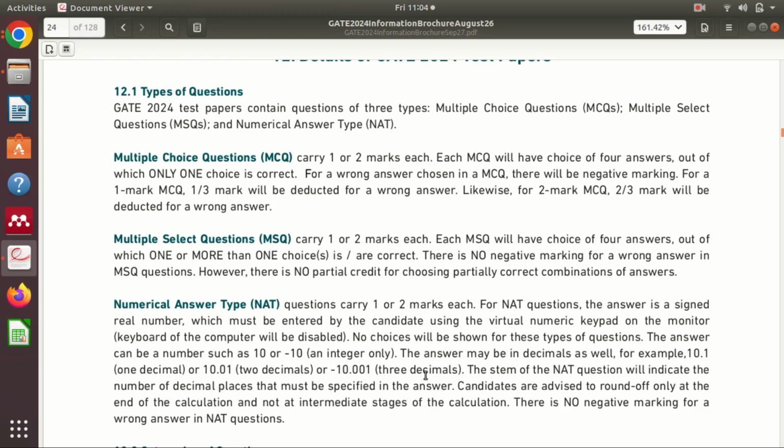And how can we decide? So the question itself will tell you how many integers will be there, or whether it is a decimal or not. So you have to see in the question, and in the question itself it is given whether it will be for 1 mark or 2 marks. So you have to read this very carefully.